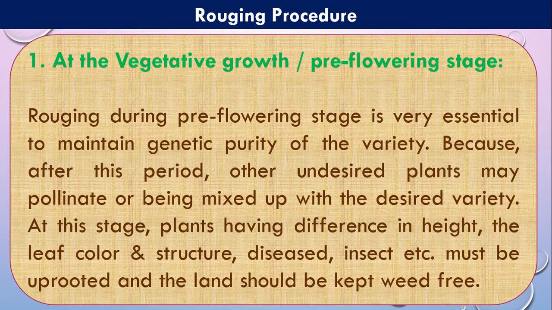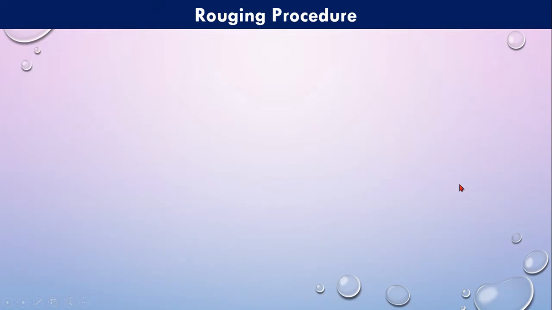For example, grass seedlings and rice seedlings look very similar, so we are sometimes unable to remove them. But if you observe a maize plant among the rice, we have to remove the maize, because our desired plant is rice. So this is called the vegetative growth stage.